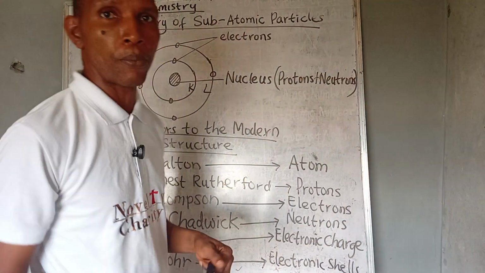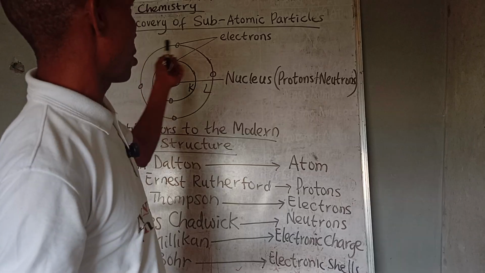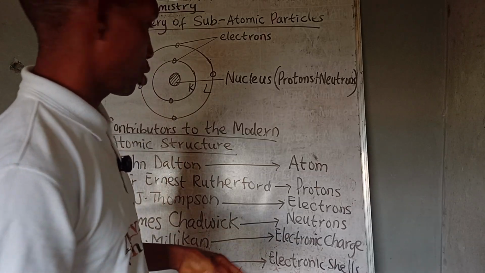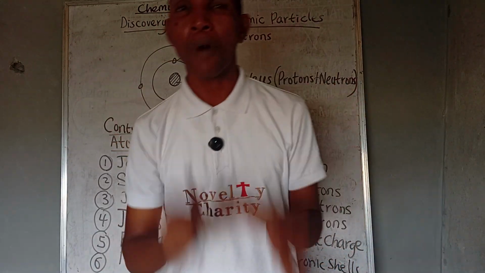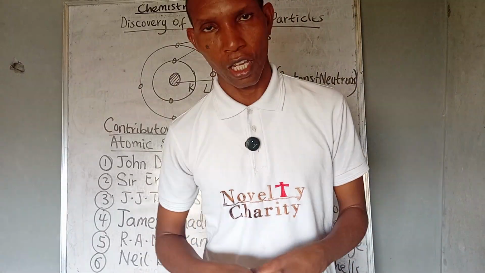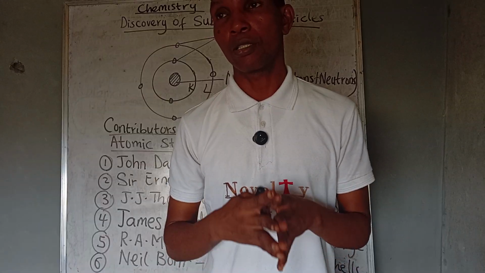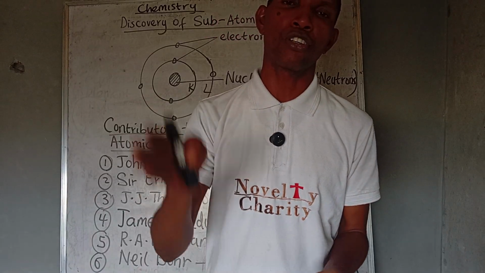This will go a long way to help our students to be able to answer questions as regards atomic structure. Don't forget that the mass of an atom is determined by the number of protons and neutrons in its nucleus, but the atomic number is determined by the number of protons only.